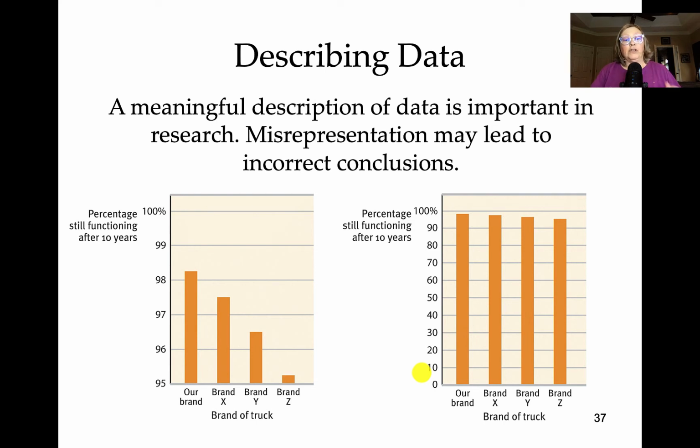A good example is shown below. Over on the right, this is the percentage of brands of trucks that are still functioning after 10 years. So it gets graphed from 0 to 100%, and we're looking at 4 different brands. Well, they all look really similar, so instead of going from 0 to 100, we're going to go from 95 to 100. And that lets us see there's actually a significant difference between the first brand that we're trying to compare and brands X, Y, and Z. So scale matters. How you represent the data matters visually.